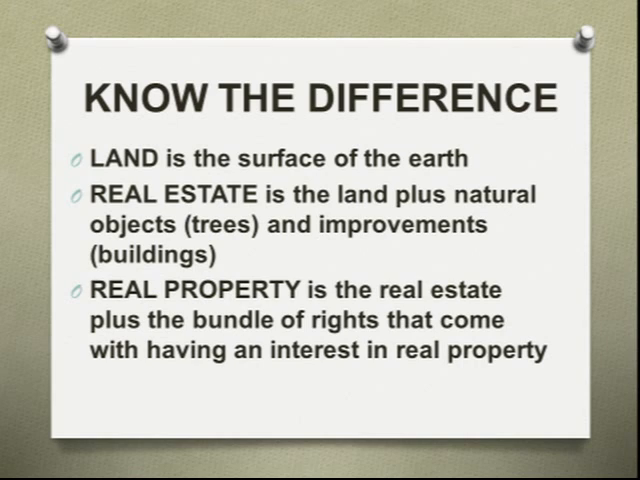Know the difference. Land is the surface of the earth. Real estate is the land plus everything permanently attached. You need to know now the difference between real estate and real property. Real property is the surface of the earth with everything permanently attached, but it also includes the bundle of rights that include all the interests that we have in real property.